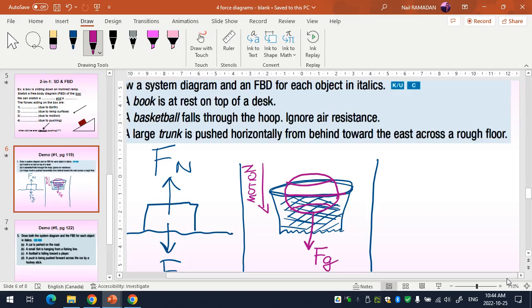A large trunk, like a dresser or a big box, is pushed horizontally from behind towards the east across a rough floor. All right. So what objects do we have? We have a floor, and the floor is what? Which means definitely what exists? You got it. And a box, and it's being what? All right, I guess I'll sketch another hand. Okay, so rough surface. Which way is it being pushed? So I guess we will assume it's going that way. And the hand again.